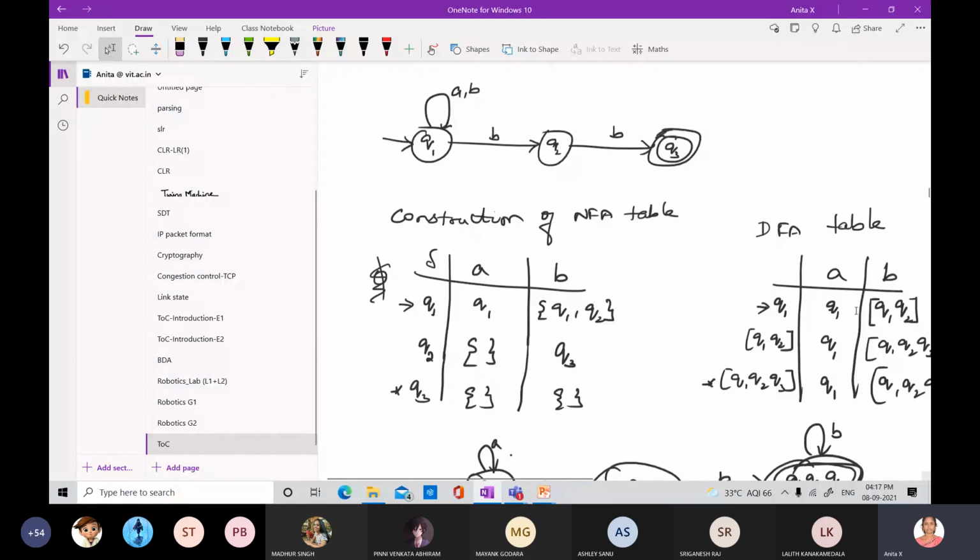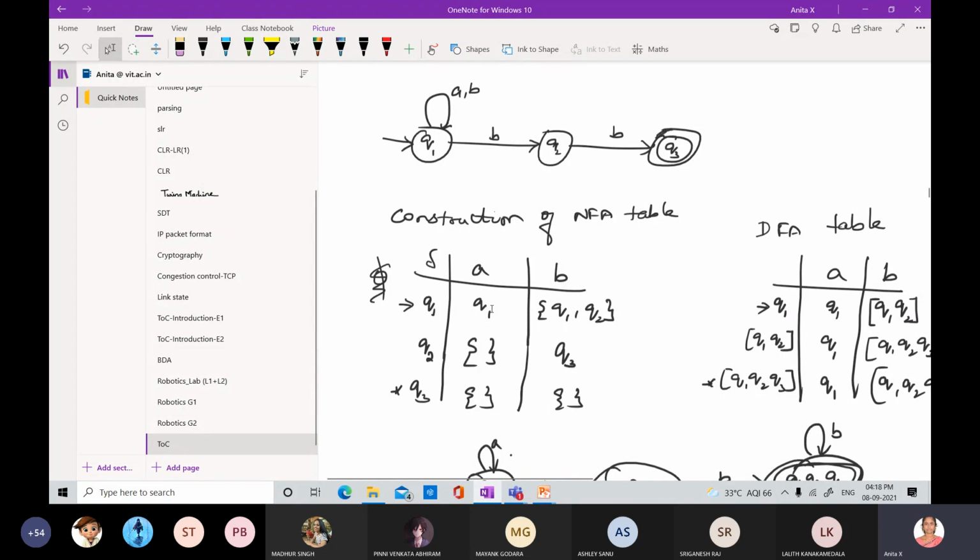Q1 and Q2. So the next state to be marked is not Q2, because here Q2 is not available. Instead, I'm having a new state Q1, Q2. So that will be included here. Okay, so what about the transitions for Q1, Q2? It is going to be dependent upon the NFA states Q1 and Q2. So here it is going to take the union of these two.